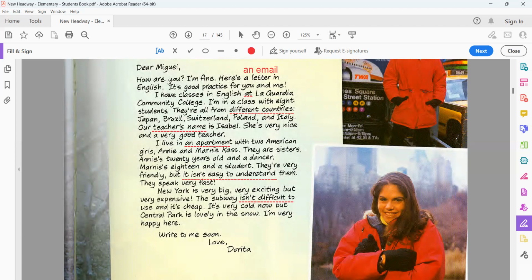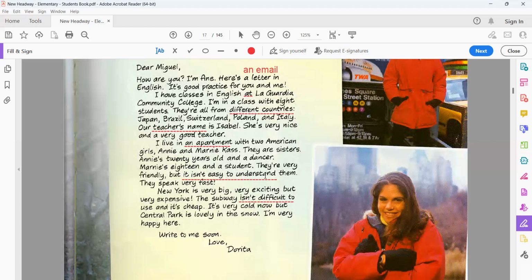I live in an apartment. I live in a house with 2 American boys or girls. And here, it isn't easy to understand them. It is easy or it isn't easy. We use this expression for adjectives. So you can say it isn't easy, or it is difficult, or it is beautiful, it is horrible.